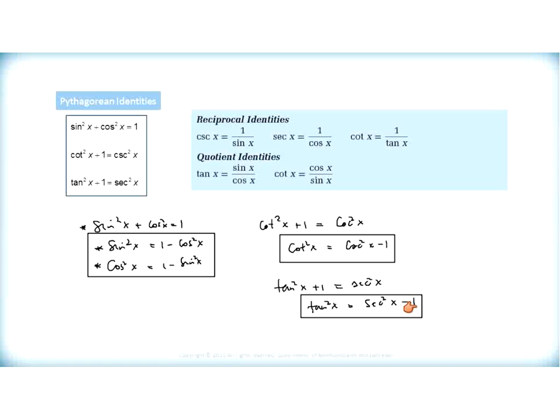Just something to recognize here with each of these identities as well. The Pythagorean identities are the ones we just looked at. The reciprocal identities are, and again you should know these, cosecant x equals 1 over sine x. Secant x equals 1 over cosine x. Cotangent x equals 1 over tan x. The quotient identities are simply tan x equals sine x over cosine x, and cotangent x equals cosine x over sine x. So as a quick review of the identities, now let's learn how to simplify expressions using these identities.